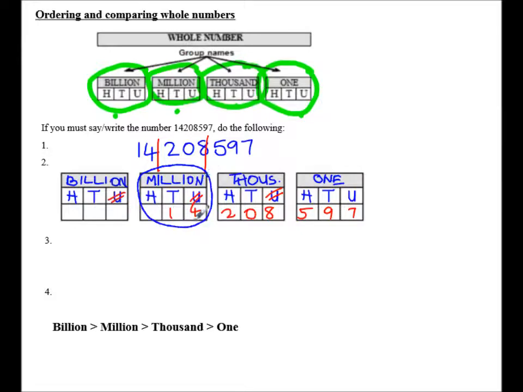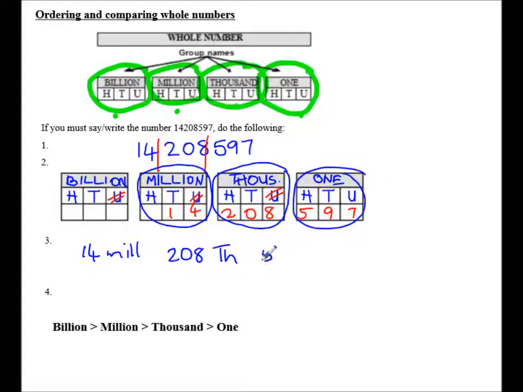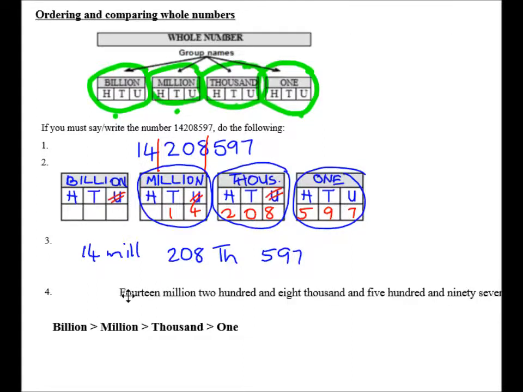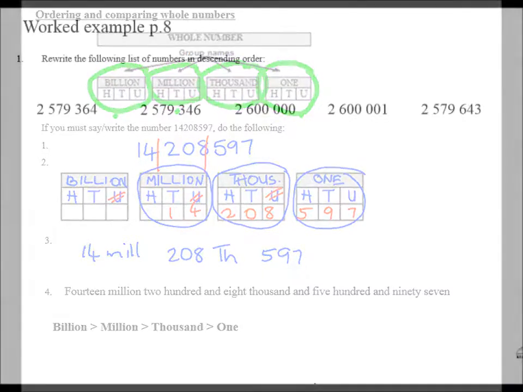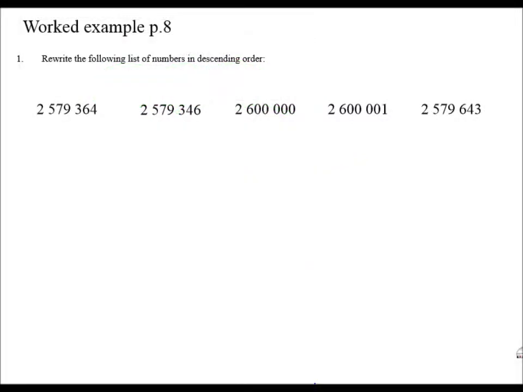Over here, I have 14 million. Next group, I read the number 208, and they are the thousands. And the last one is 597. So you see, if you group your numbers in threes, you can read a number of any magnitude. If I write it out, or if I say it, it is 14,208,597.